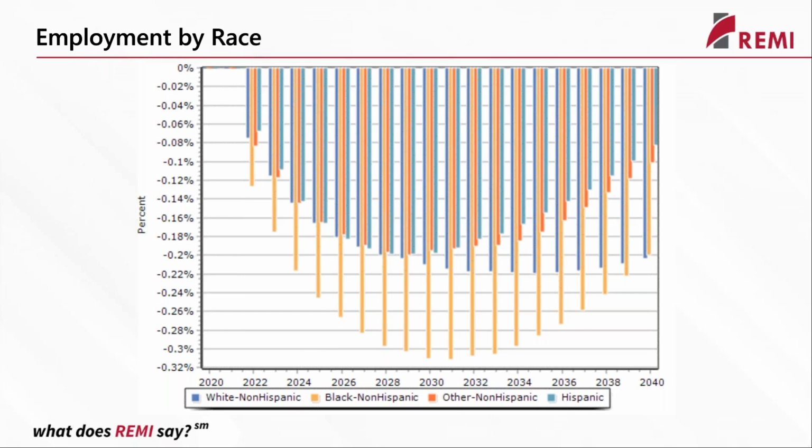If you look at the levels, like just the straight number of jobs that are lost, the white non-Hispanic population loses the lion's share of jobs in the economy. But that's probably not very surprising for a state that's about 70–75% white demographically. But when we look at the percentage change perspective, then we can see that the Black Hispanic population is losing out quite significantly.